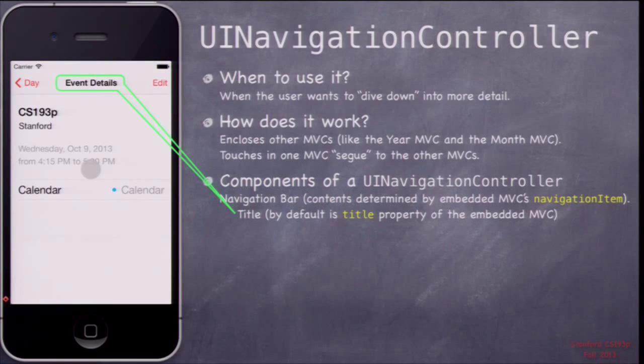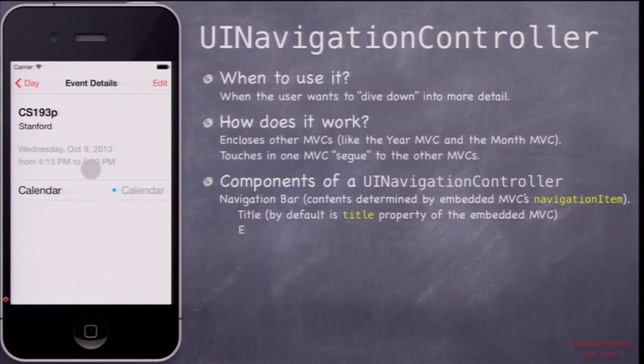First is the title. Event details. You'll notice that the month and the day, actually I don't even think they had titles, which is perfectly legal. This says event details because the navigation controller is basically asking the embedded controller, the calendar event MVC, what's your title? And then it gets that, and it puts that at the top. You can also set that title in your storyboard if you want to. But that title is associated with what's embedded in the navigation controller, and it changes as things slide in.